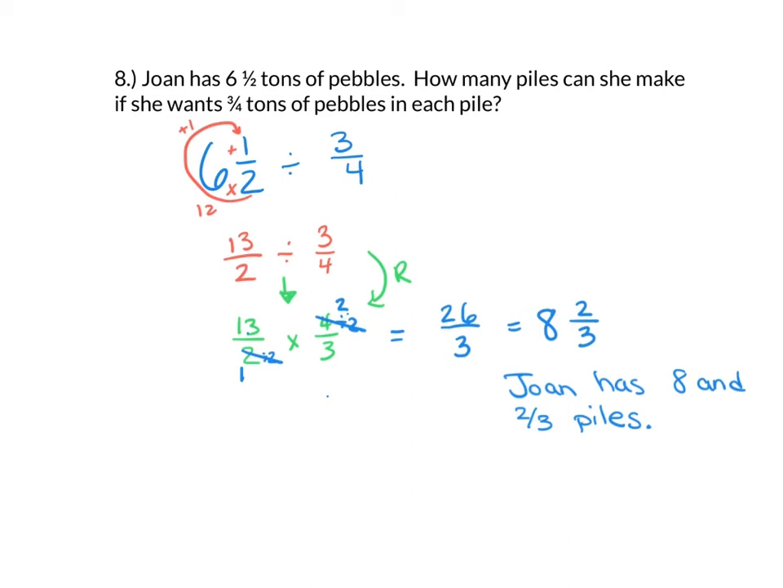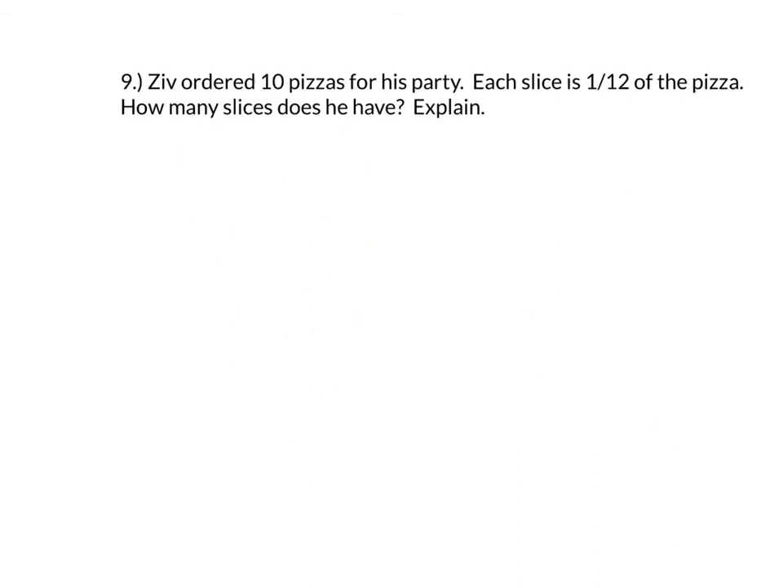Let's go on to number 9. So Ziv ordered 10 pizzas for his party. Each slice is 1/12 of the pizza. How many slices does he have? And then we have to explain. So if he has 10 pieces and they're dividing it into 1/12 pieces, we need to figure out how many total pieces that is.